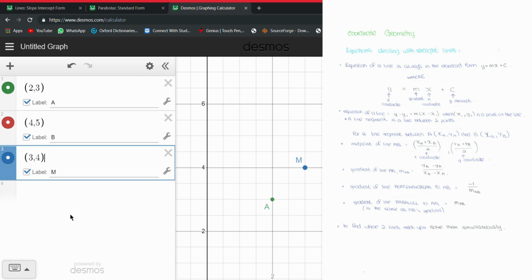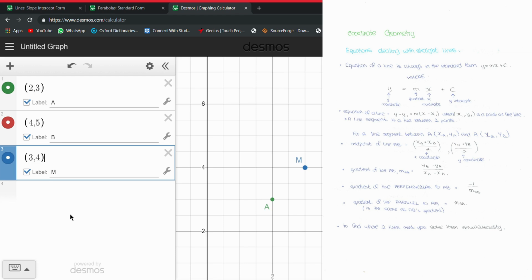So you have (2, 3) now. So y minus y of A, which is 3, is equal to 1 times x minus x of A, which is 2. The x-coordinate of A is 2. So y minus 3 is equal to x minus 2. y is equal to x minus 2 plus 3. y is equal to x plus 1.